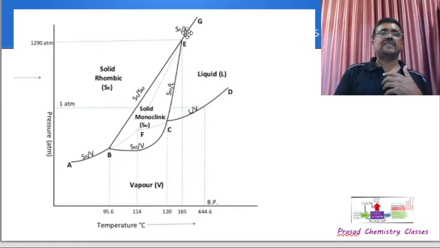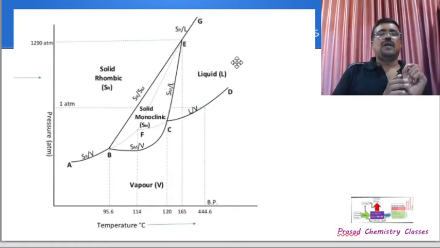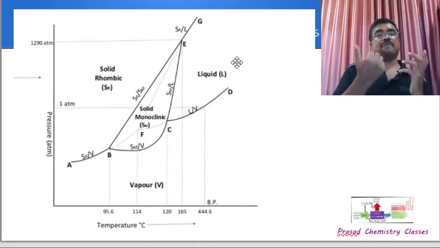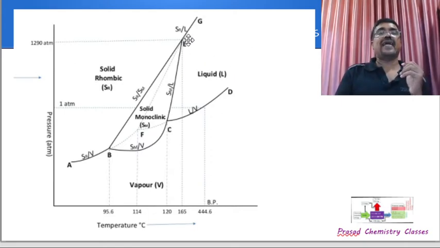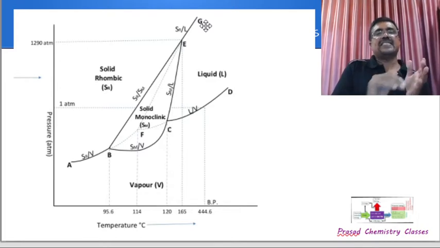Then what does this curve EG indicate? EG is the melting point curve of solid rhombic sulfur. It shows how the melting point varies with confining pressure. You can see that the curve is slanting forward. You should be very particular about that. Why is it slanting forward? The melting point increases with increase in pressure here. In water, it bends backwards because the melting point decreases with increasing pressure. We should be very clear about that.